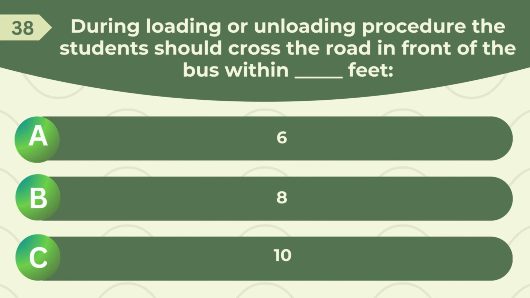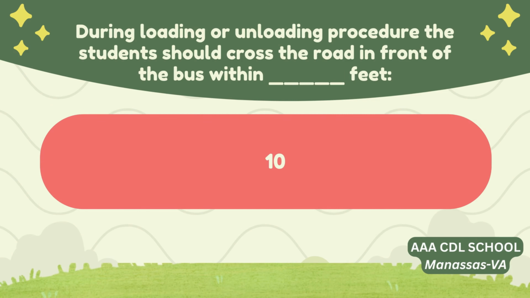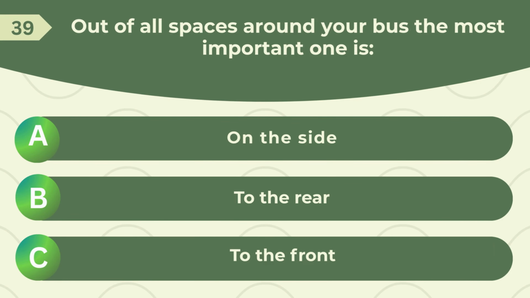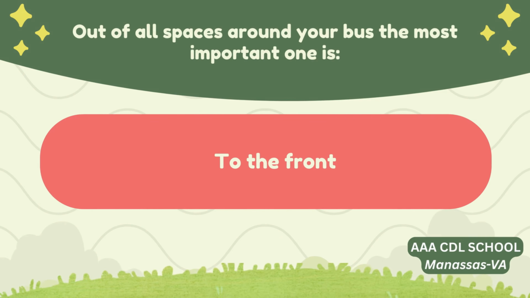During the loading or unloading procedure, the students should cross the road in front of the bus within how many feet? A. 6. B. 8. C. 10. Correct answer: 10. Out of all spaces around your bus, the most important one is: A. On the side. B. To the rear. C. To the front. Correct answer: to the front.